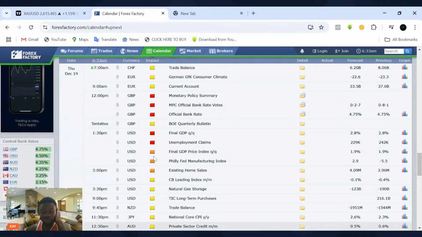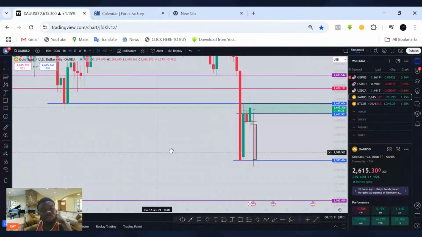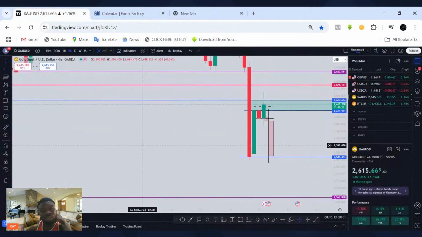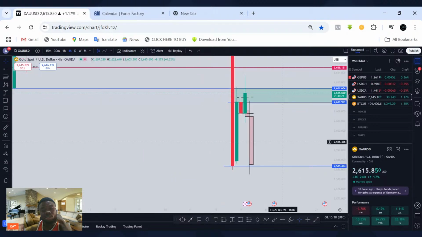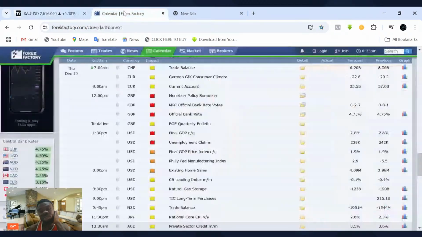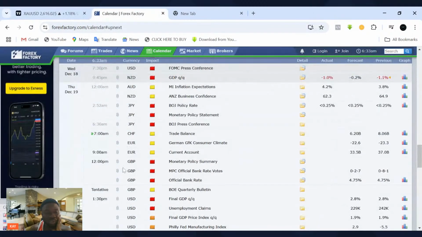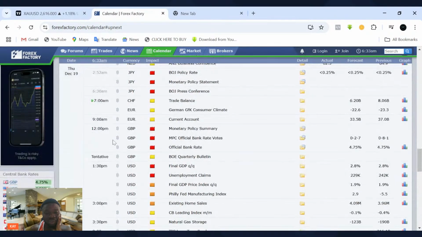And one thing I've noticed about gold is that during the New York Stock Exchange session, after the news has been released, it normally gives nice opportunities. So maybe I'll be looking for an opportunity after the news has been released, because the interest rate is going to be released at 12 o'clock.